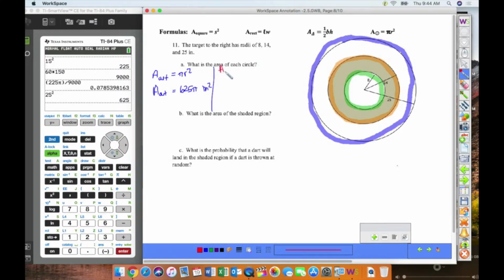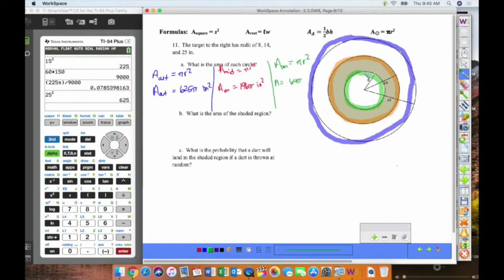So the area, I'm going to call that the middle. The area of the middle is pi r squared, and that area of the middle is 14 squared times pi, so that would be 196 pi, and that would be in inches squared. And finally, the area of that green guy, let's just call it the area of the small, is pi r squared, and that would be 64 pi.